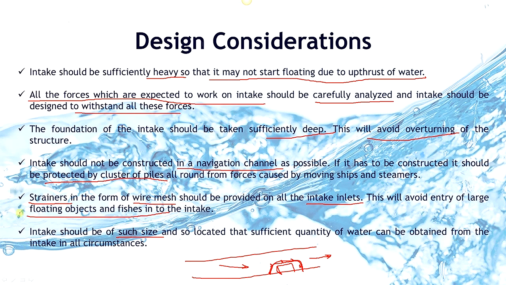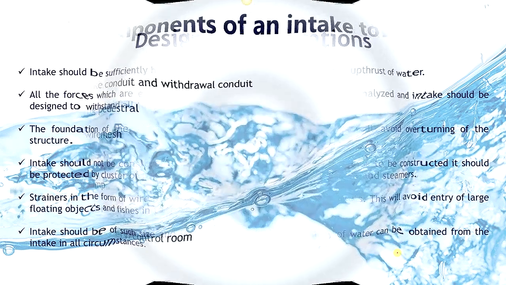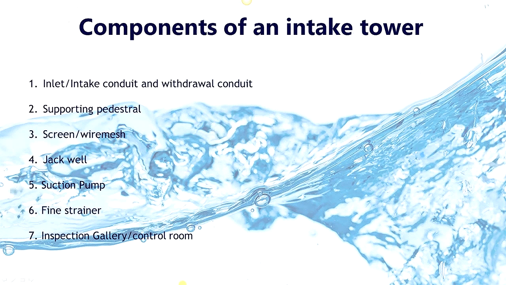The intake should be of that size, meaning of that capacity, and should be located in such a place from where a sufficient quantity of water can be withdrawn even in the worst cases, right? Now we will proceed to the components of an intake structure: intake or inlet conduit and withdrawal conduit.